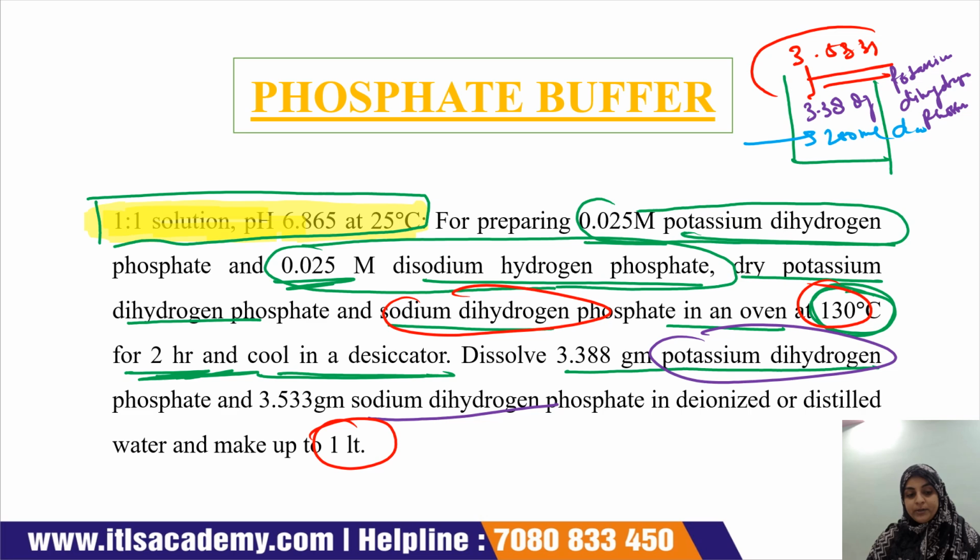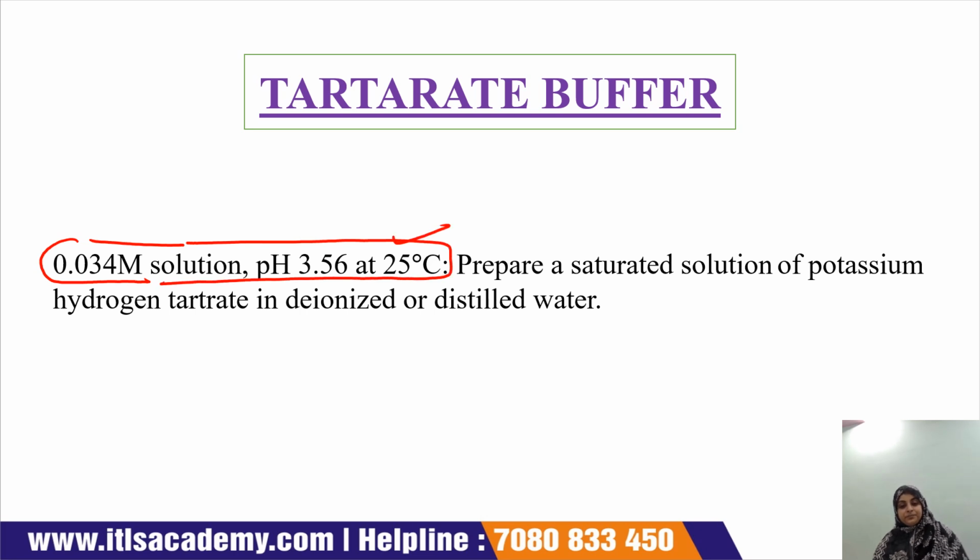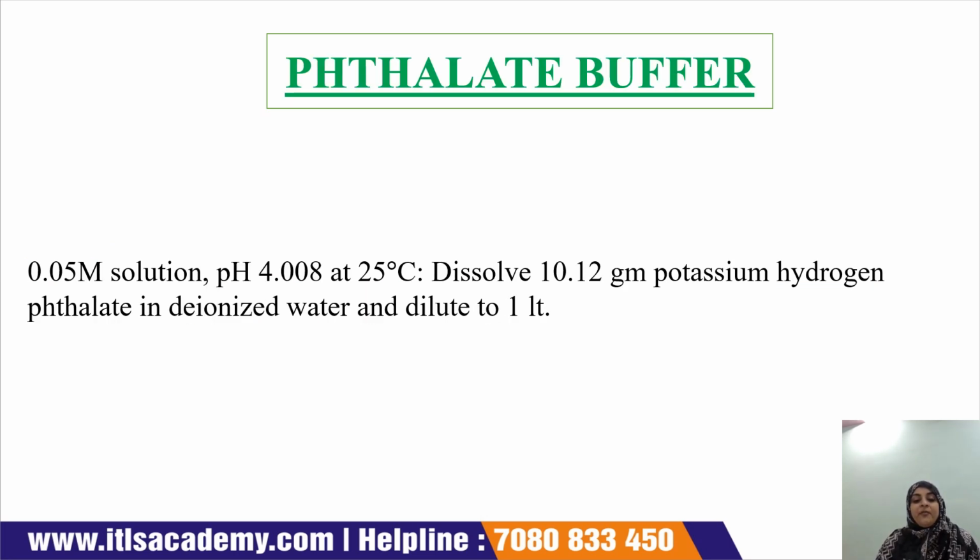Now the next is your tartrate buffer. For the tartrate buffer, we prepare a 0.03 molar solution whose pH will be 3.56 at 25 degrees Celsius temperature. For this we require a saturated solution of potassium hydrogen tartrate in deionized or distilled water. Next is your phthalate buffer, 0.05 molar solution, pH 4.008 at 25 degrees Celsius temperature.